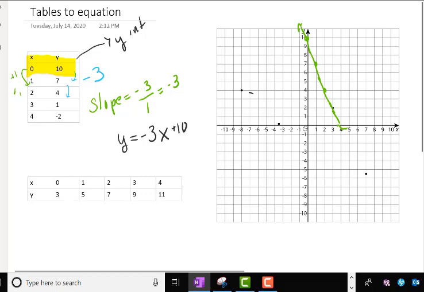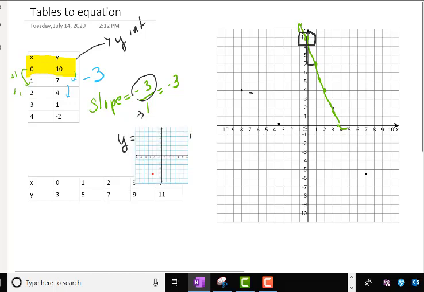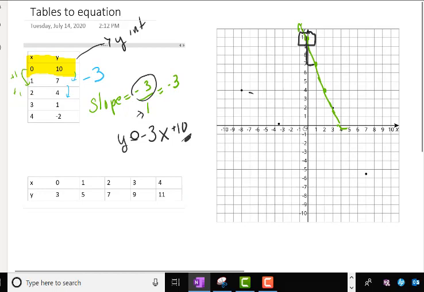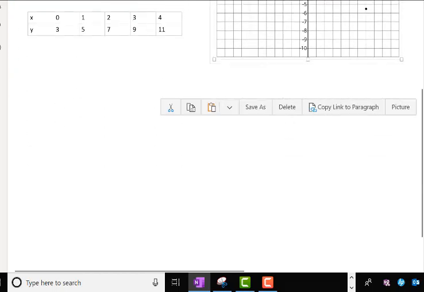And from this graph, we can tell that my y-intercept is 10. And my slope, if I draw in that triangle, went down 3 and to the right 1. So that is my slope. Okay, let's look at the next one. And that's my equation right there. All right, so let's look at the next one.